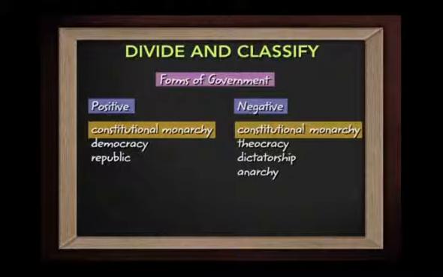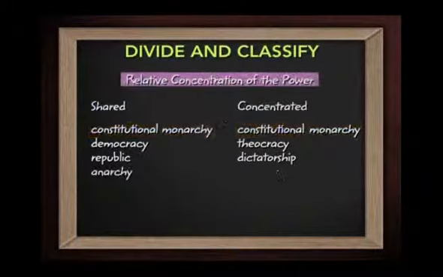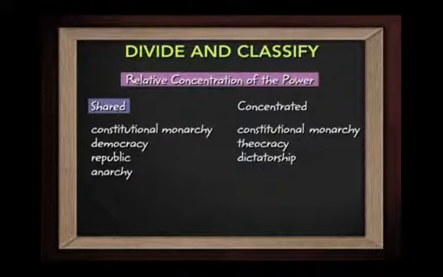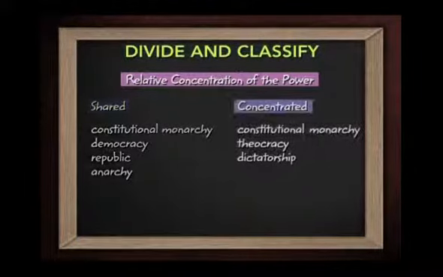But I could also have done it another way. I could have done it, let's say, by the relative concentration of the power. Two brand new columns. Left-hand column, I would have shared power. Right-hand column, I would have concentrated power. In my shared power, I have constitutional monarchy, democracy, republic, and anarchy. Because for those four forms of government, power is shared. Now, it's shared in different ways, but it is shared nonetheless. Under concentrated power, I have constitutional monarchy, theocracy, and dictatorship.